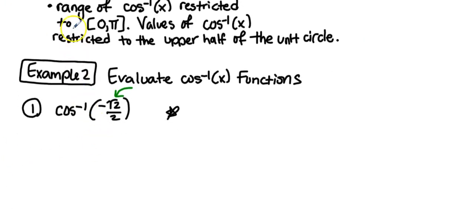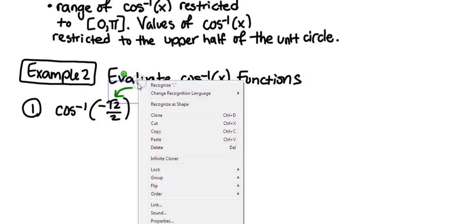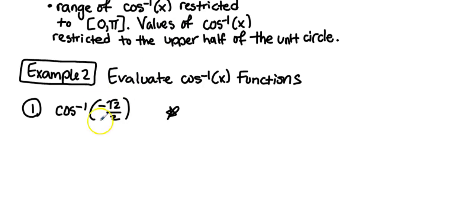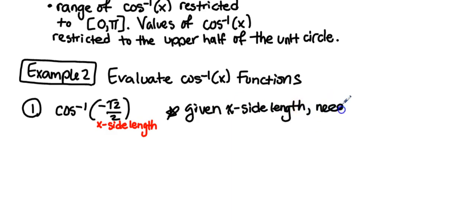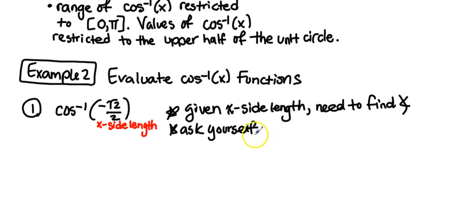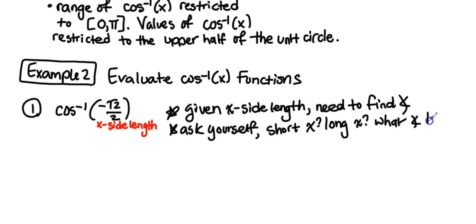So when I read here where it says cosine of negative root 2 over 2, I literally can write for myself x side length underneath. And for the sake of the written note here, I'm going to write given x side length, need to find that corresponding angle. Ask yourself, short x, long x, what angle has that x value?